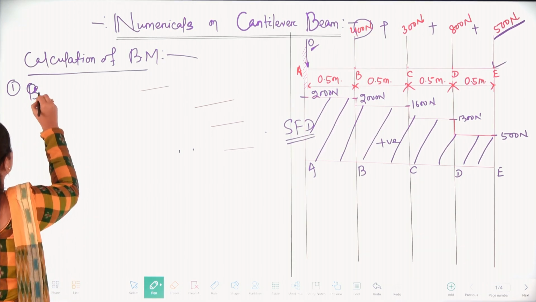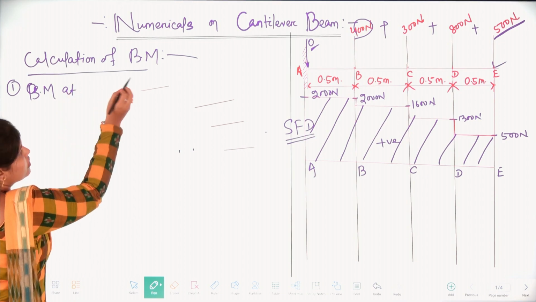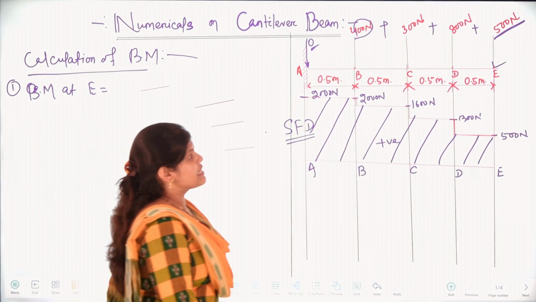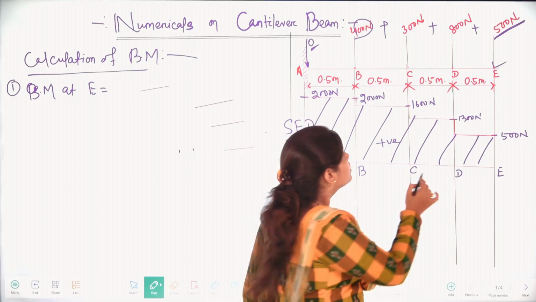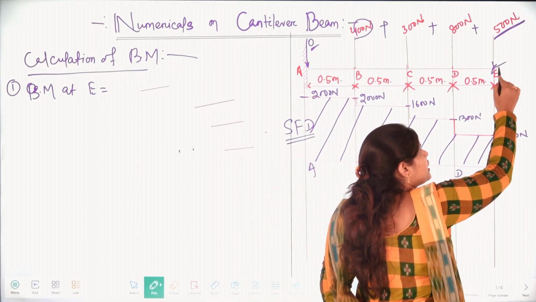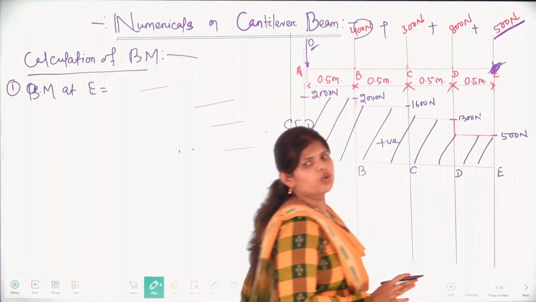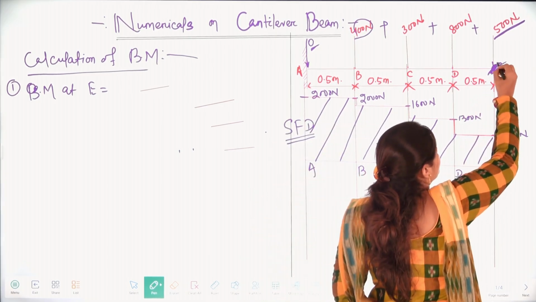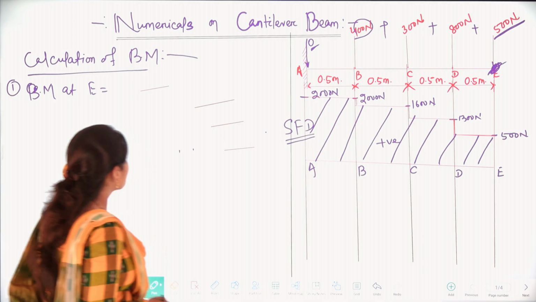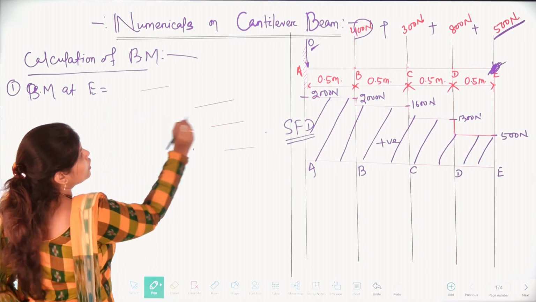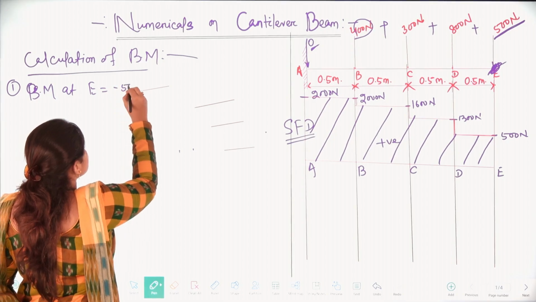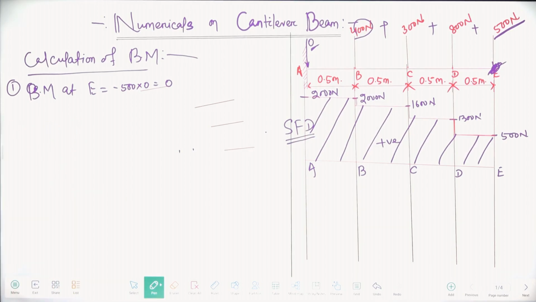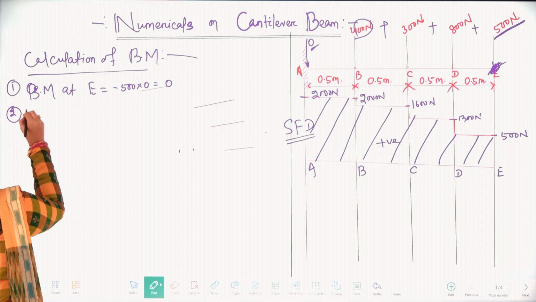So, bending moment at point E. Okay. So you can see as we are calculating bending moment from this side, here the distance is 0. Or you can say this is your end support. So bending moment at E will be what? Minus 500 into 0, that is 0. Right.